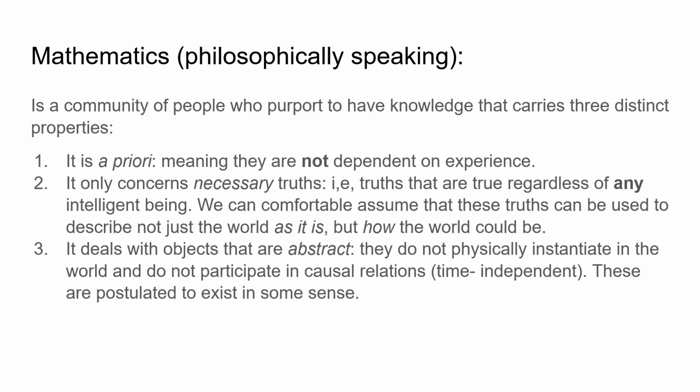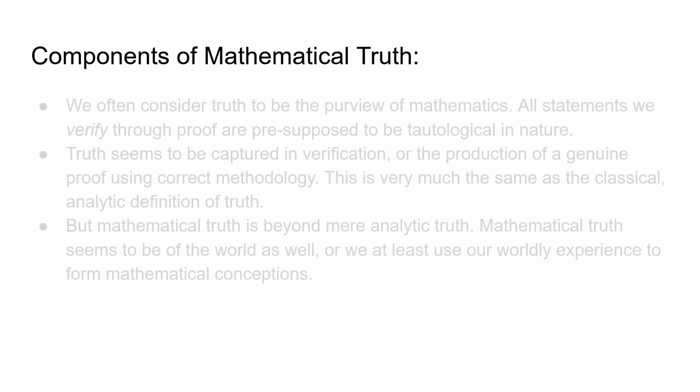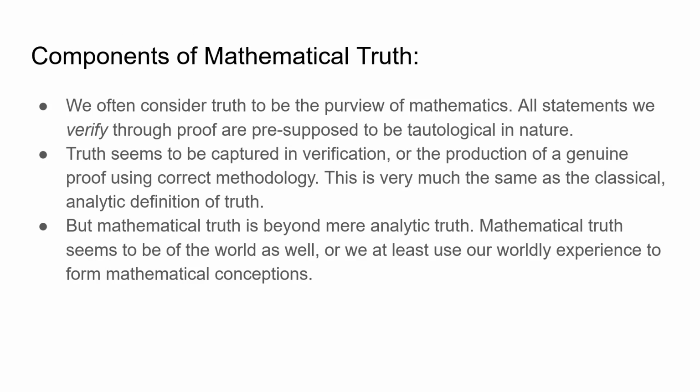So mathematics we can consider as a community of people who purport to hold knowledge that carries three distinct properties. The first is that it's a priori, the second is that it concerns necessary truths, and the third is that it deals with objects that are called abstract. These objects don't physically instantiate in the world and they don't participate in causal relationships, but they are postulated to exist. So what does this mean for truth then in mathematics?